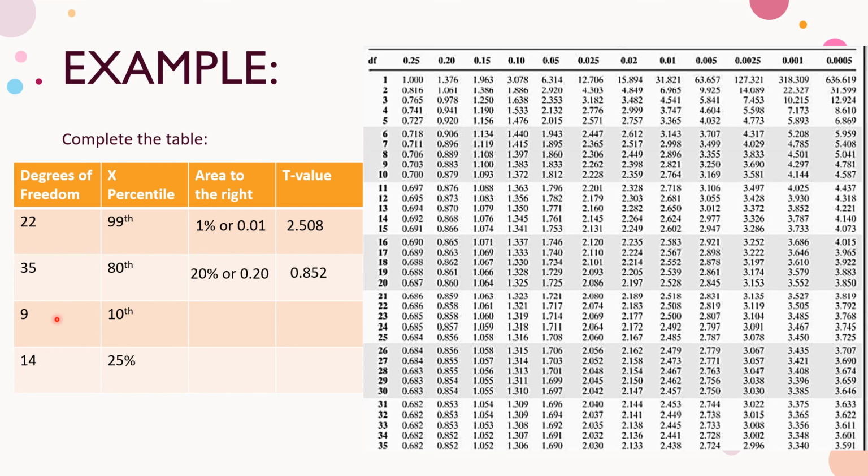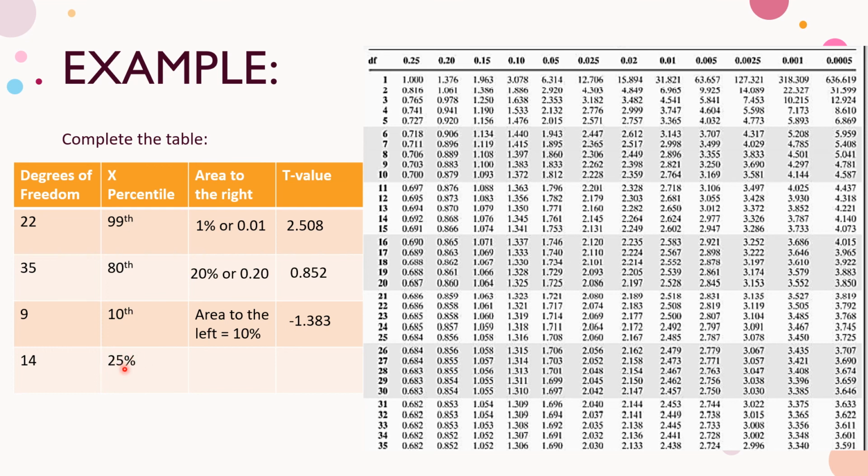Number 3, the degrees of freedom is 9, and we are looking for the 10th percentile. Since the 10th percentile is found on the left tail, we get the area to the left. That is 10%, or 0.10. So 0.10 and 9 degrees of freedom is 1.383. But since we are talking about the left tail, we get negative 1.383.